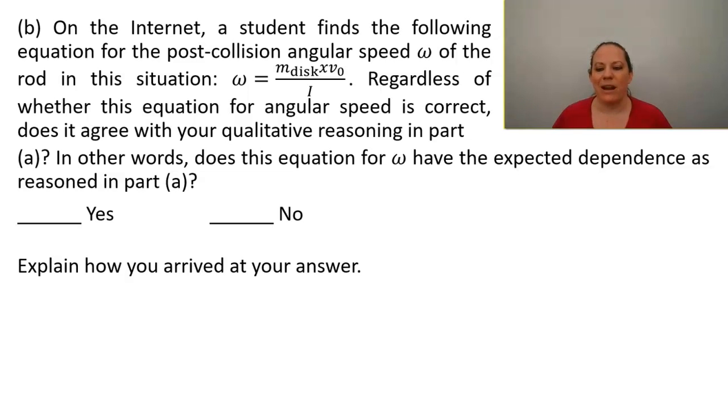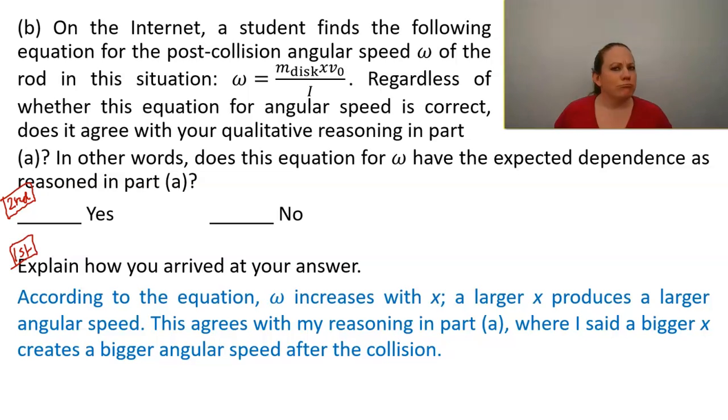Again, I'm going to recommend that we explain first so that we can think it through, and then we will make our selection second. So here is our explanation. According to the equation, omega increases with x. A larger x produces a larger angular speed. And this agrees with my reasoning in part A, where I said a bigger x creates a bigger angular speed after the collision, so I would select yes.